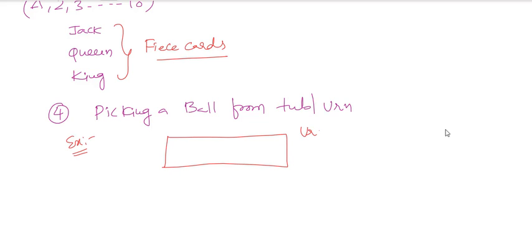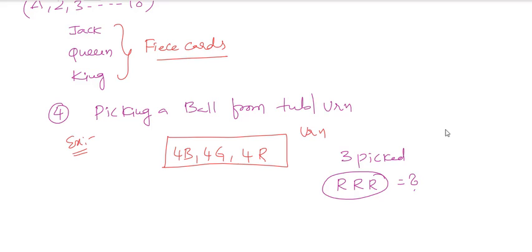Suppose this urn contains 4 black balls, 4 green balls and 4 red balls. Randomly, 3 balls are picked up. What is the probability that all 3 balls are red? They will ask you such types of questions.